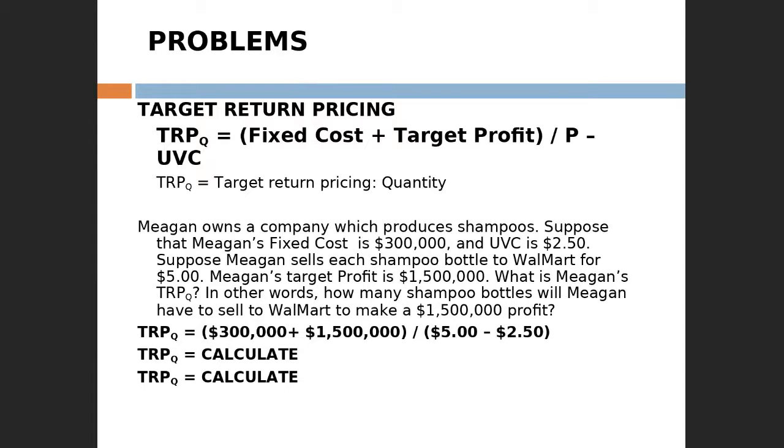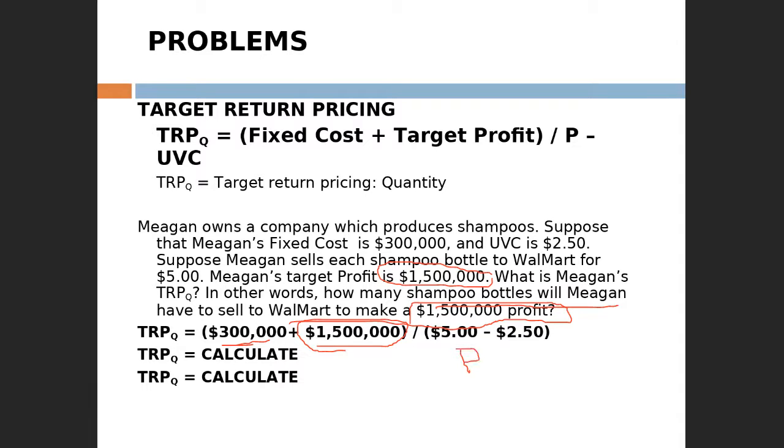Megan owns a company which produces shampoos. Suppose that Megan's fixed cost is $300,000, the same number as before. Unit variable cost is $2.50. Suppose Megan sells each shampoo bottle to Walmart for $5, same number as before. Now we're talking about Megan making a profit of $1.5 million. What is Megan's TRPQ? In other words, how many shampoo bottles will Megan have to sell to Walmart to make a $1.5 million profit? All we have done here, folks, is added the expected profit to the fixed cost in the numerator and divided by the same difference.